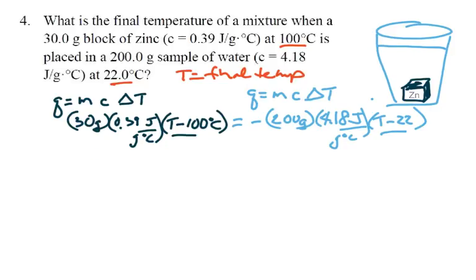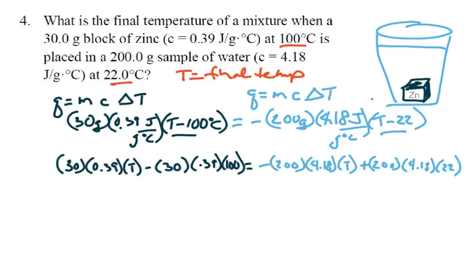Now let's go ahead and start doing the numbers. Okay, you can see what I did is I just did algebra. I did 30 times 0.39 times T, and now that's a negative, so I said minus 30 times 0.39 times 100. That's my left side of my equation.